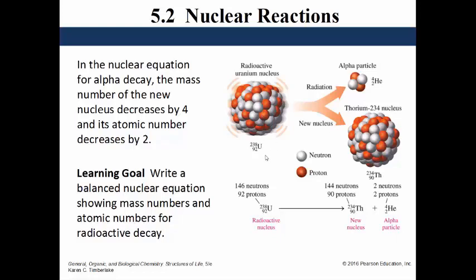Starting off with uranium, the radioactive uranium nucleus: atomic number is 92, mass 238. When that breaks down, because it's alpha decay, it will release something that has an atomic number of 2 and a mass of 4.